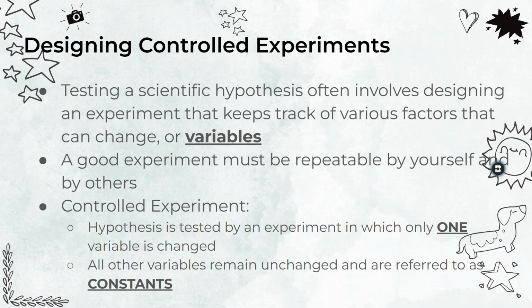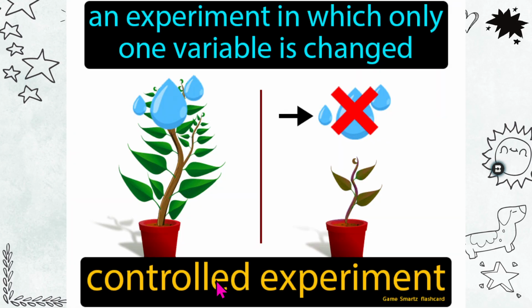A controlled experiment, by definition, is going to be one in which we are testing a hypothesis using one variable that is changed. And in controlled experiments, we call this the independent variable. Everything else, every other aspect of the experiment, must remain unchanged, and we call those constants. We can also call these controlled variables as well. So in our controlled experiment, we only have one variable changing.